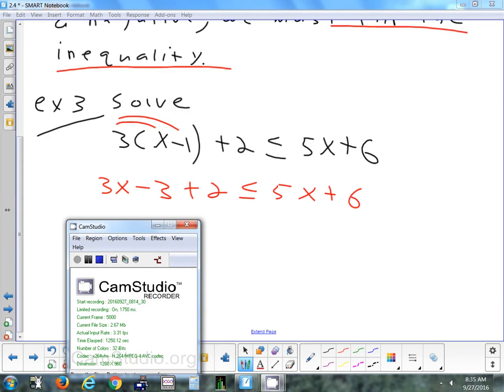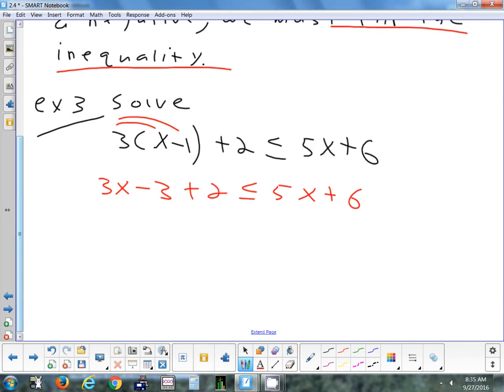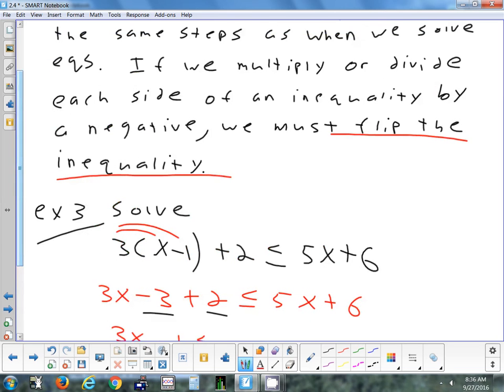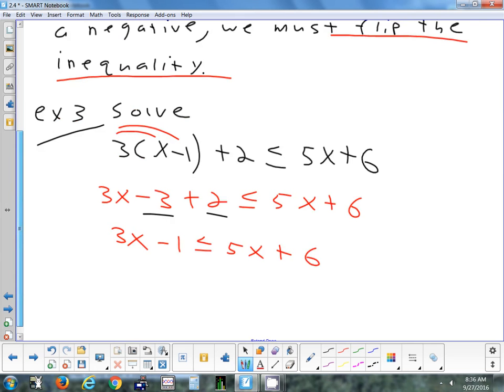Okay, what do I do next? How about Tom? They would combine like terms. Yeah, combine like terms. What are your like terms? -3 and 2. Yep. And what do you get when you combine those? Yep, -1. And now we're at the step where we're basically going to decide whether or not we have to use this rule. We can avoid using this rule if we rearrange this correctly. If not, then we'll just use the rule.